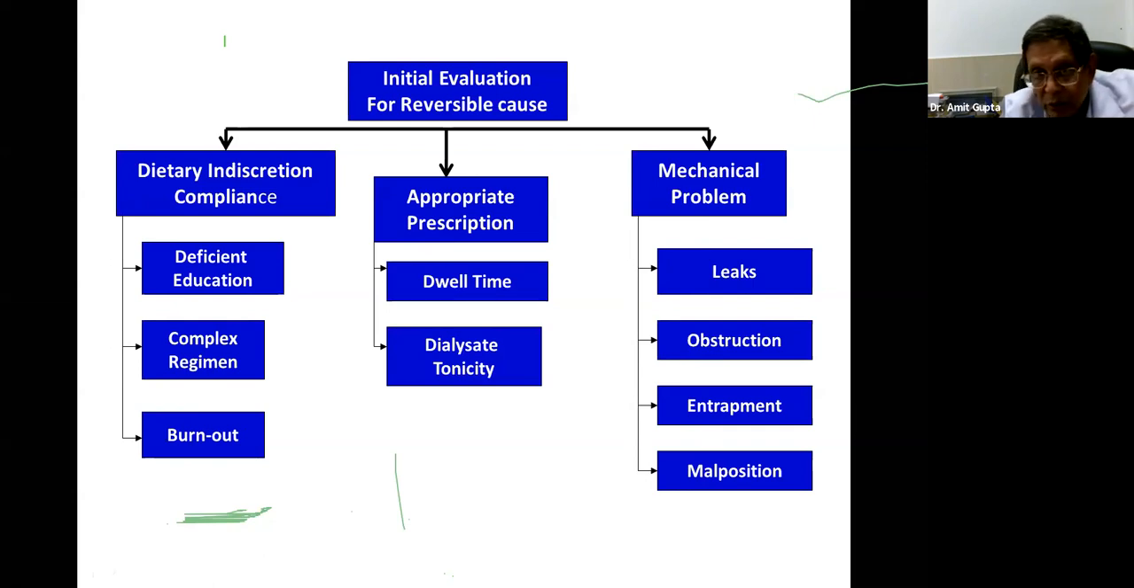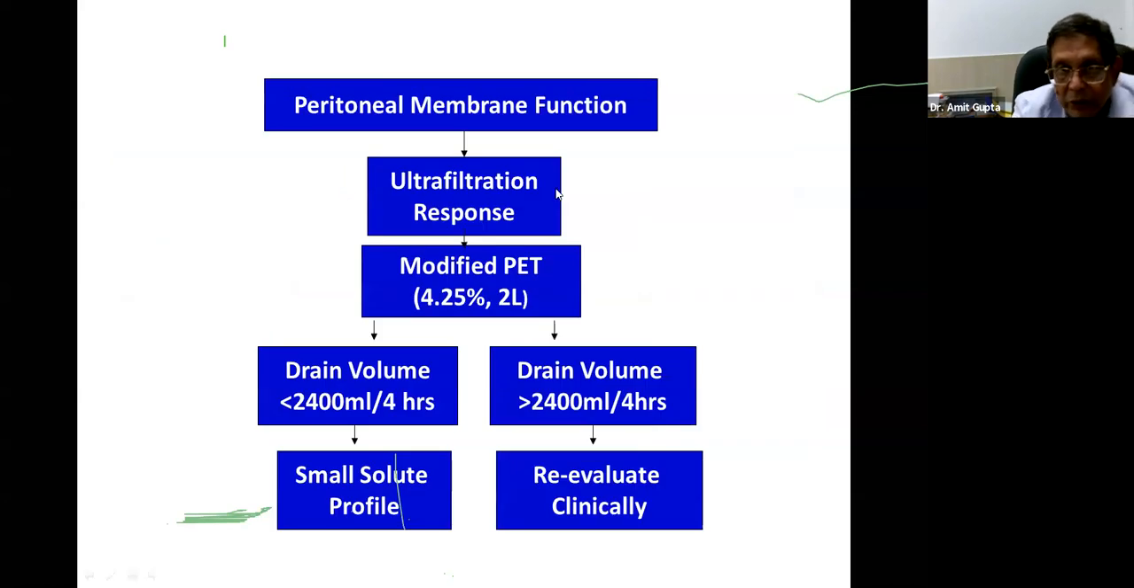If he is a high transporter and he's keeping the fluid for long periods of time, then obviously ultrafiltration will become poorer. If he's using a dialysate bag of lower tonicity than what you have prescribed, again, you will get poor ultrafiltration. So you can do a modified PET using a 4.25% and keep it for 4 hours. At the end of 4 hours, if your UF is in excess of 400 ml, that means you put in 2 liters, you're getting 2400 ml out. This means that this patient's peritoneal membrane is intact, but he's not following instructions, he's taking too much water, taking salt, he's doing less dialysis.